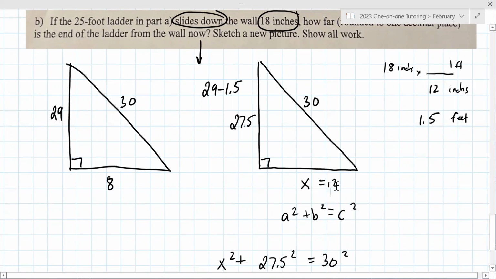That it's been pushed out to. Okay, that is it for that problem. So that's really well done.